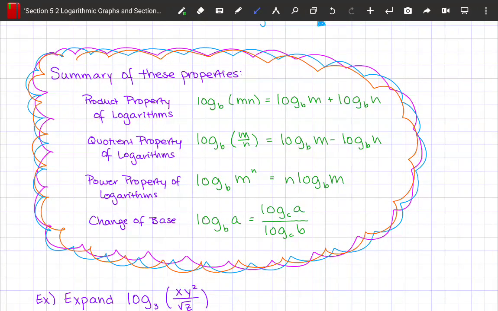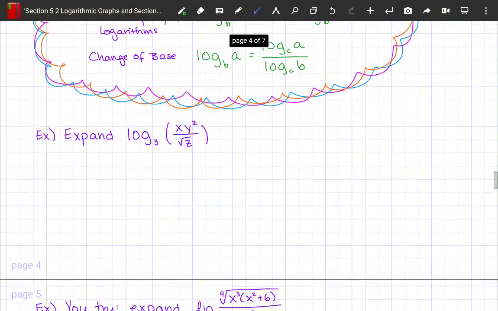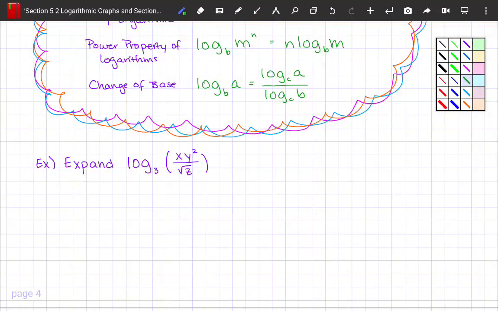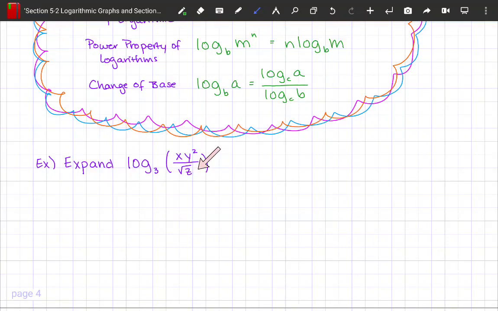So let's practice using these. Let's expand this guy. We're going to do this together. It's not that bad. It really isn't. So you have to look at your argument. Now we have a lot of things going on in the argument, actually, because I see a power, I see a product, I see a quotient.